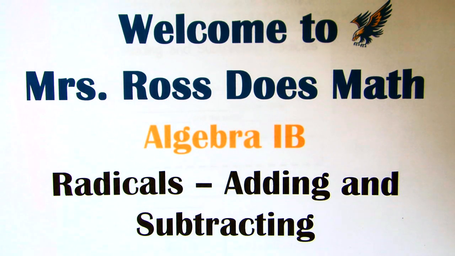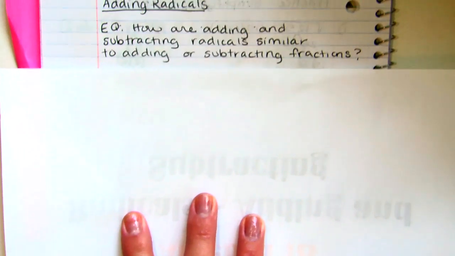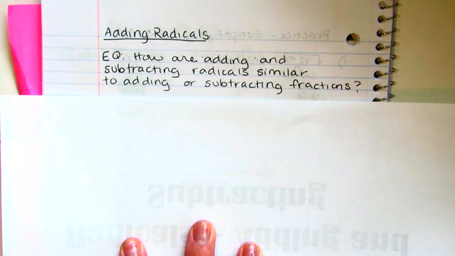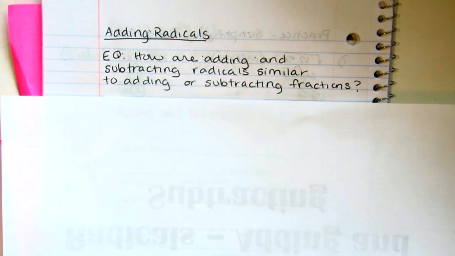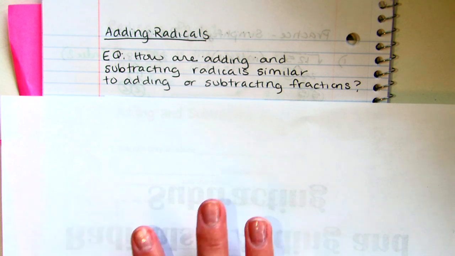Let's get this started. So, once again, this is for Algebra 1B. Our topic is adding and subtracting radicals. Here we go. Our essential question: how are adding and subtracting radicals similar to adding or subtracting fractions? There happens to be one commonality between these two, and we're going to take a look at it now.